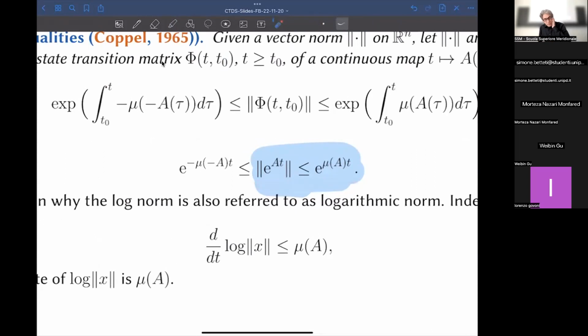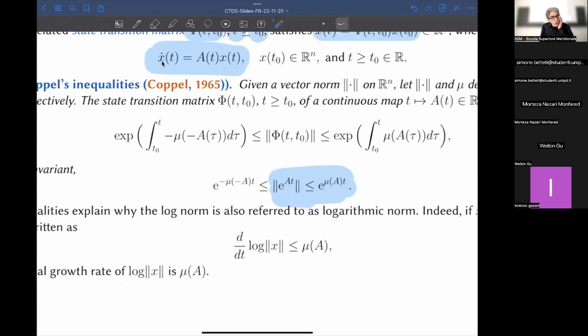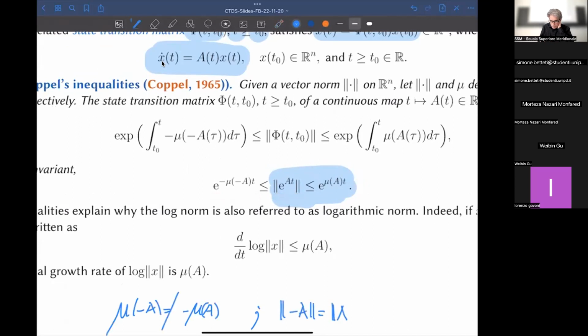But Coppel writes two more things. Coppel also writes the lower bound. It turns out that this induced norm is lower bounded by e to the minus mu of minus a times t. By the way, it is absolutely not true that mu of minus a is equal to minus mu of a. It is true that the induced norm of minus a is equal to the induced norm of a, but that equality fails to hold for log norms.